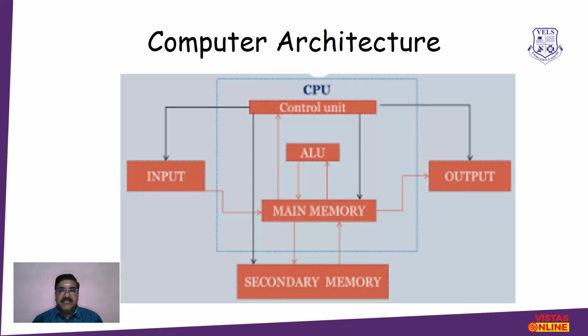Computer architecture. A computer is classified into three parts: the input device, the central processing unit, and the output device. Through input devices, they get information, and the user can interact with the system. The central processing unit comprises the control unit, arithmetic and logic unit, and memory management. The third one is the output device, which shows the result or displays information to the users.